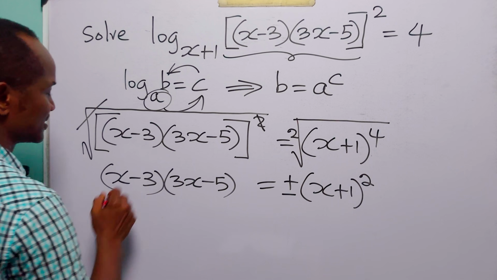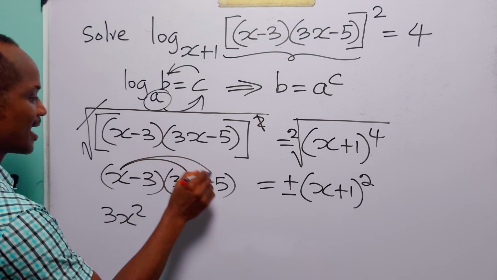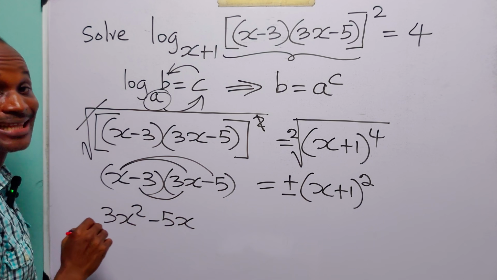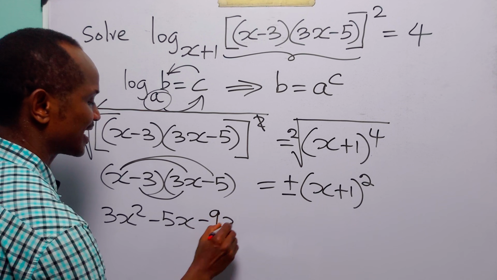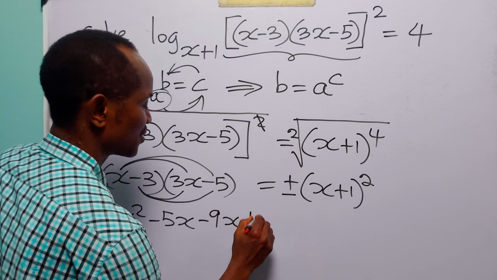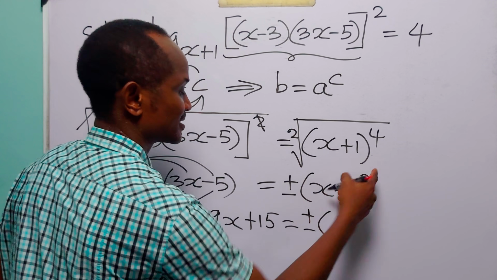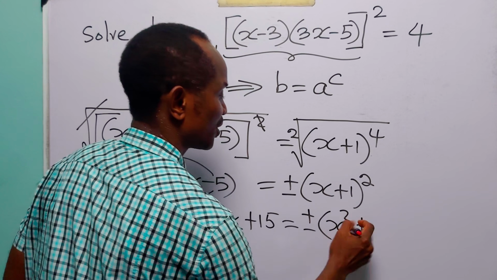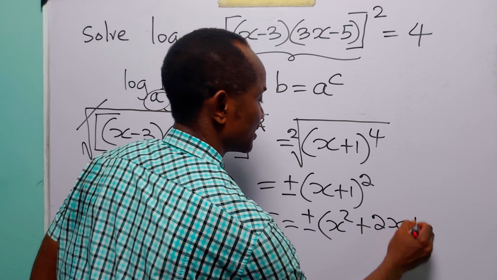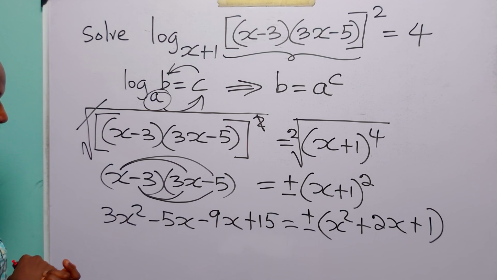Now let us expand this. X times 3x is 3x squared. X times minus 5 is minus 5x. Minus 3 times 3x is minus 9x. And minus 3 times minus 5 is plus 15. Here we have plus or minus x squared plus 2 times x times 1, which is 2x, plus 1 squared, which of course is equal to 1.